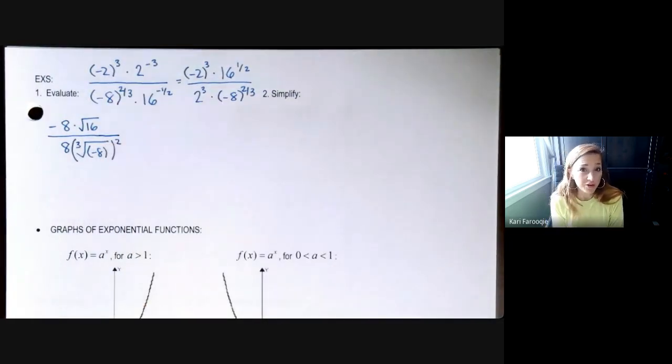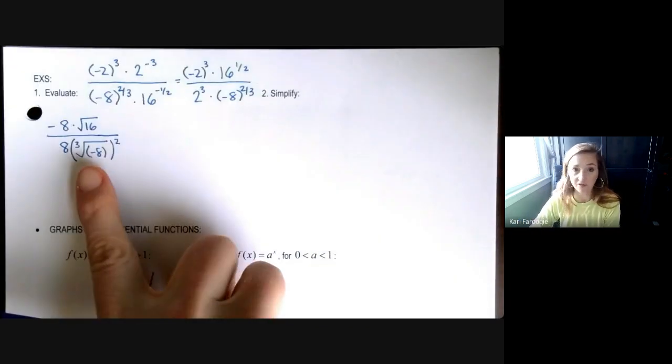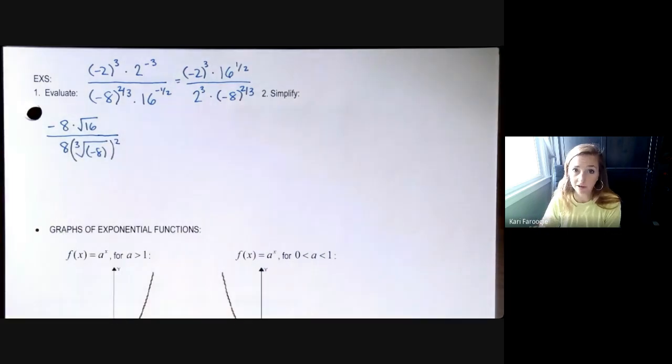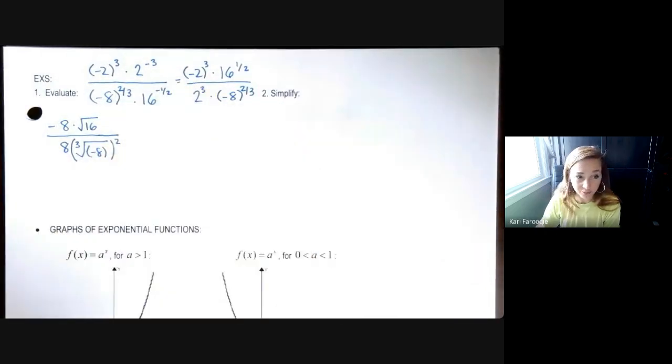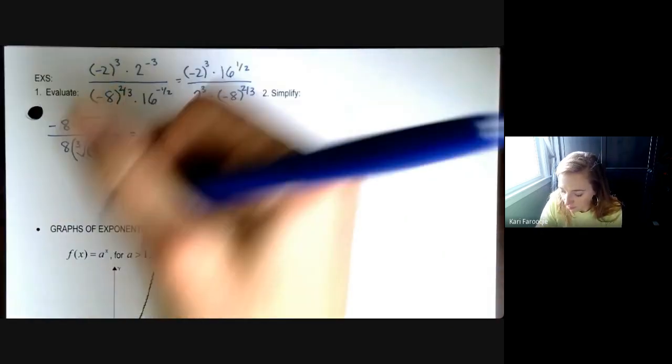If this cube root of -8 is bothering you, remember that we can take an odd root of a negative number, just not an even root. So I can't take the square root of -8, but I can take the cube root because I know of a value that when I cube it, it gets me to -8, and that value is -2. Let's go ahead and simplify.